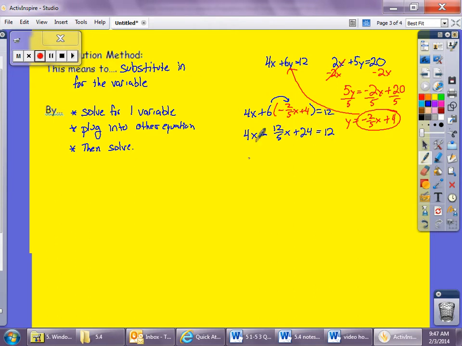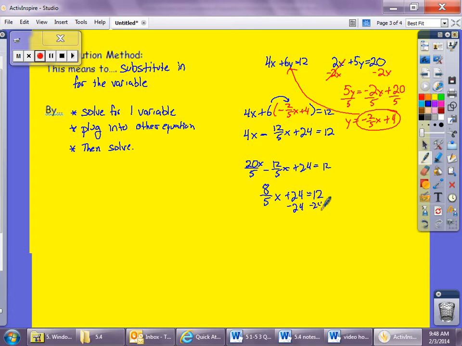Well, 4x minus that, we can change this to 20x over 5 minus 12x over 5 plus 24. I gave them the common denominator of 5, so I multiplied this entire thing by 5 over 5. So this is 8 over 5 x plus 24 equals 12.